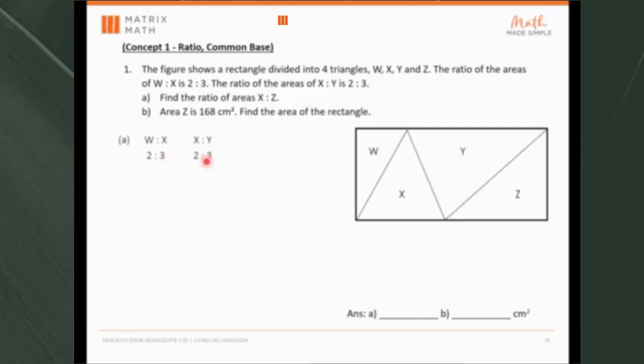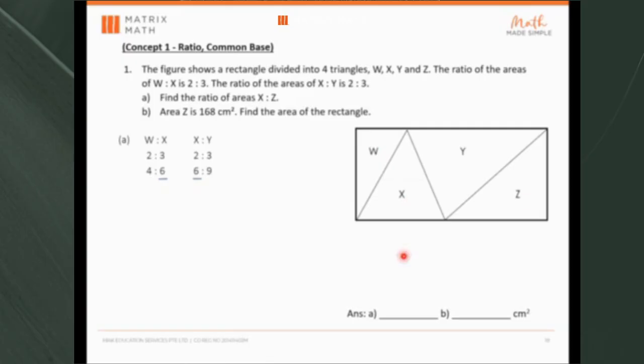Okay, so I have a 3 here, I have a 2 here. To make my common base the same means I find the common multiple. So the multiple of 3 and 2 is 6. I'll change both to 6. This one times 2, and then the other side, we times 3. Okay, so once you have the common base the same, right?